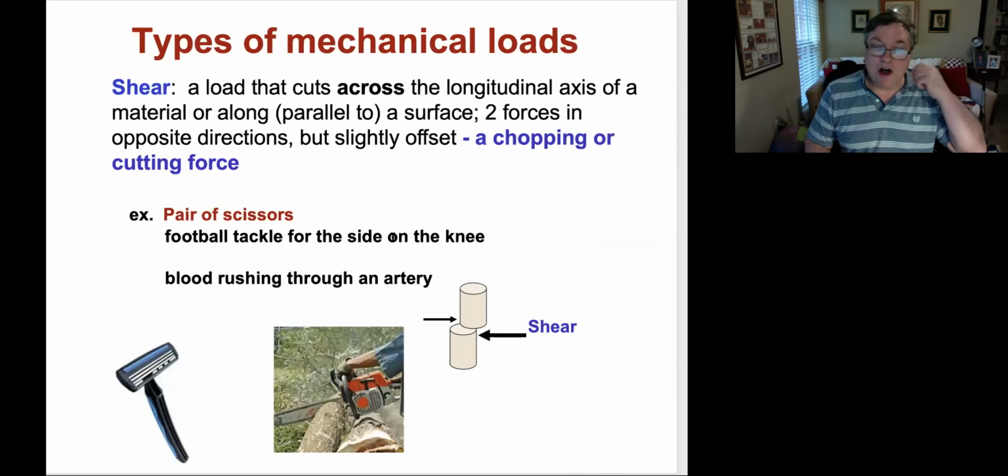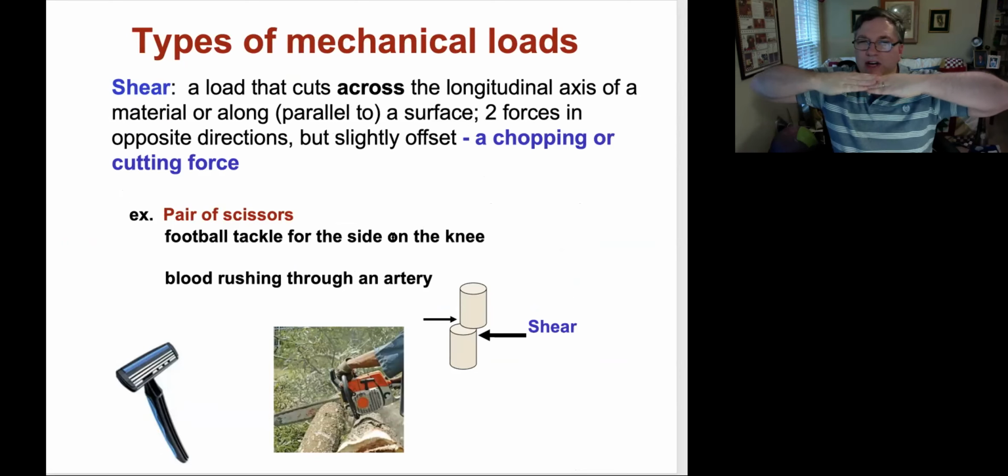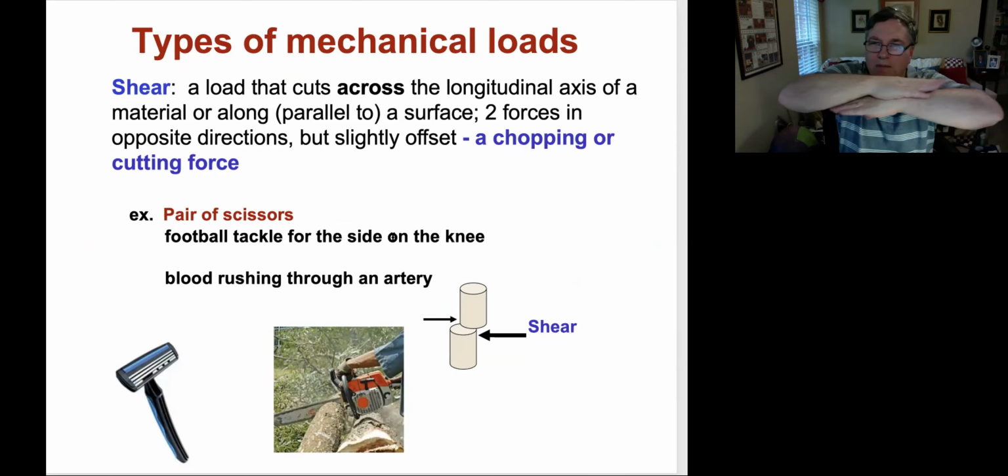So let's go back and talk about shear. That's the last one, like rubbing your hands together. A shear force is either a chopping force or kind of a sliding force. What you actually have are two forces being produced in opposite directions right along the top of each other, just like that. Not directly opposing each other, just sliding right on top of each other.